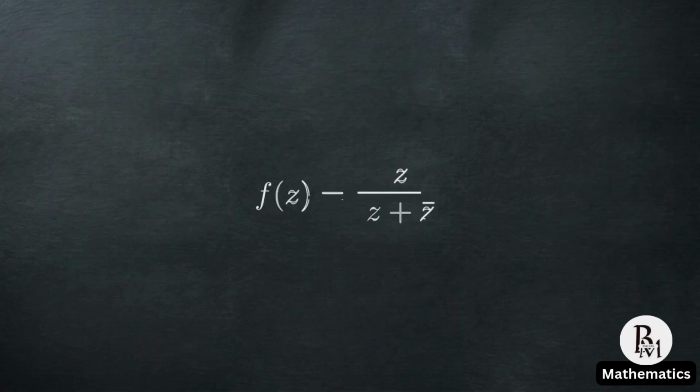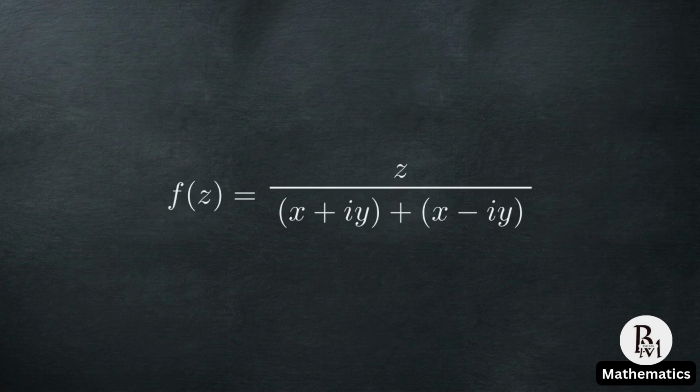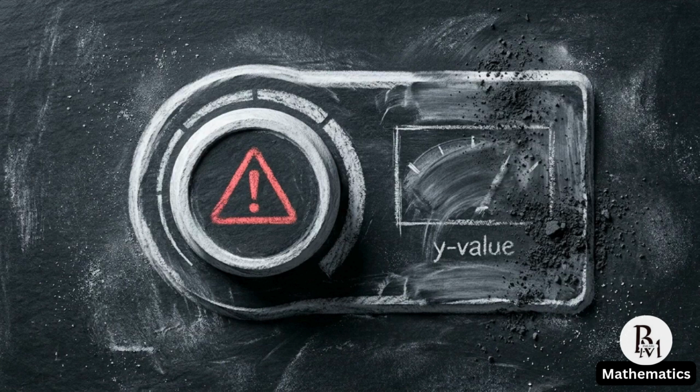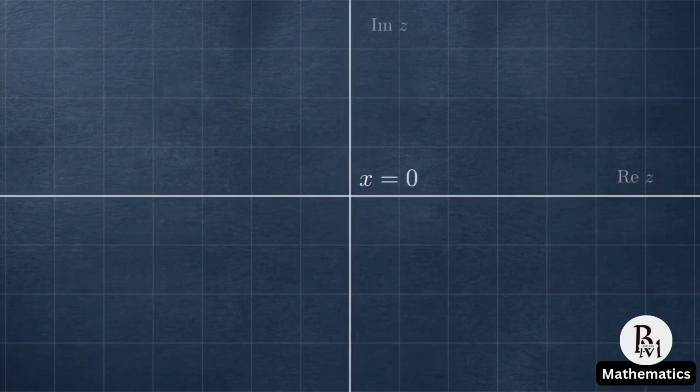Now let's see a formula dividing z by z plus its complex conjugate. We break the denominator into real and imaginary parts, x plus iy and x minus iy. The imaginary parts cancel out, leaving the condition 2x equals 0. This tells us that the equation breaks down anytime the real part, x, is exactly 0. The y value doesn't even factor into the failure. On the coordinate plane, the condition where x equals 0 defines the entire vertical axis.